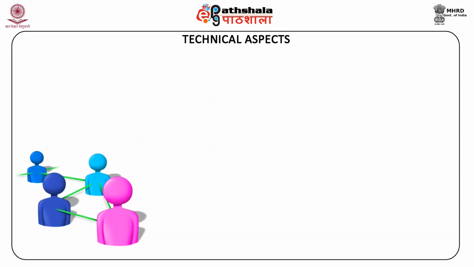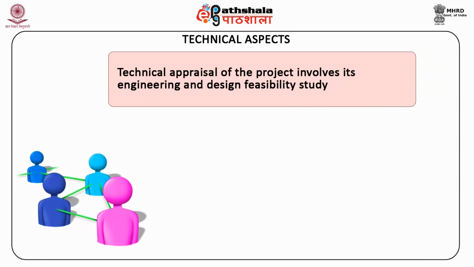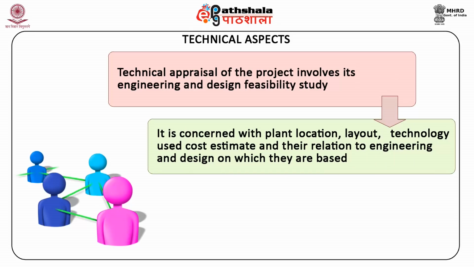First, we will discuss technical aspects. Technical appraisal of the project involves its engineering and design feasibility study, as it is concerned with plant location, layout, technology used, cost estimate, and their relation to engineering and design on which they are based, proposed procurement arrangements, the potential impact on human and physical environment, and other resources required.